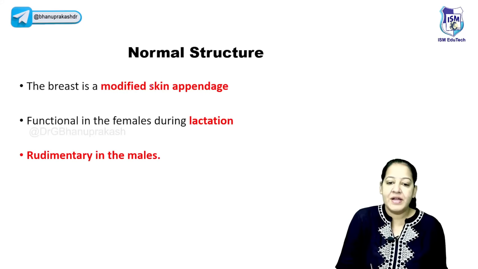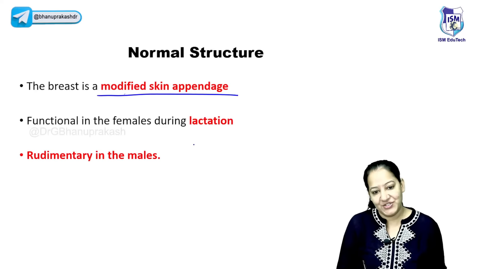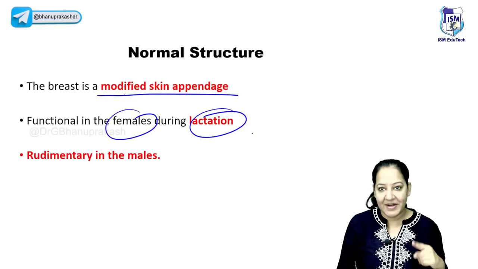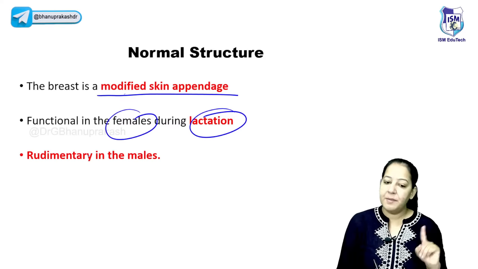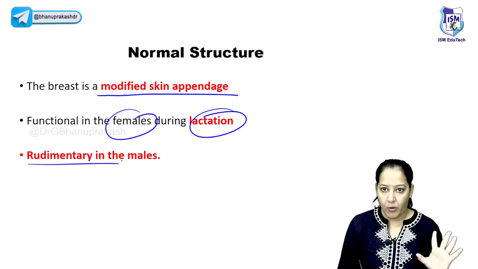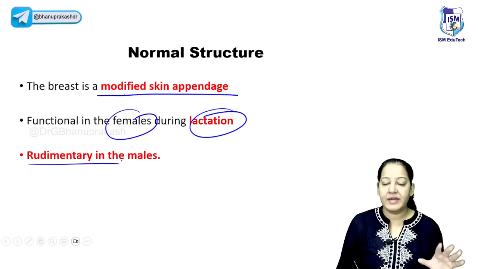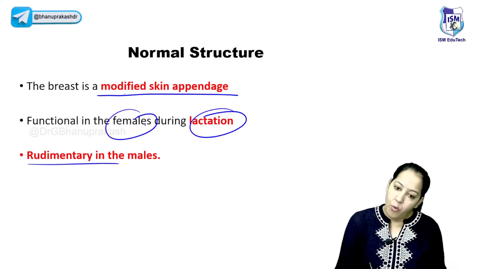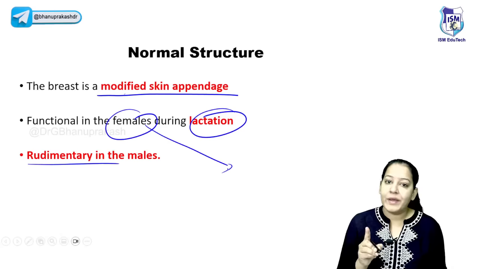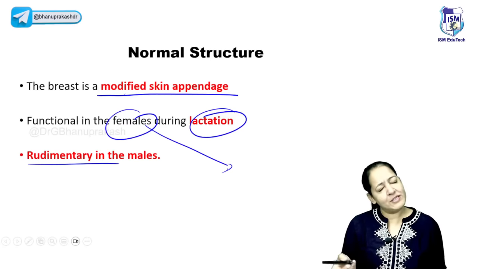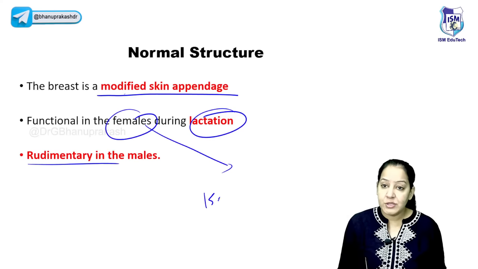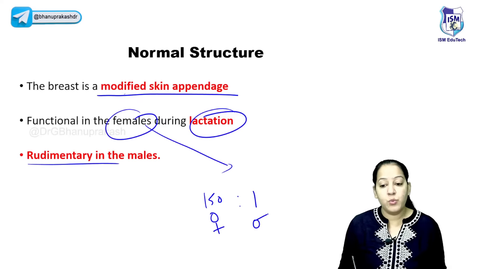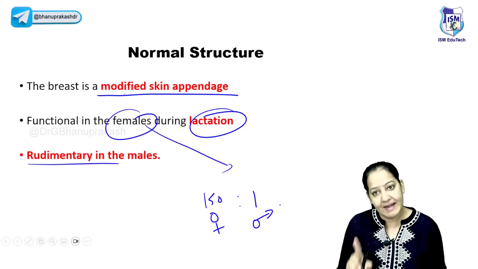What is breast? Breast is a modified skin appendage. It is functional in females during lactation, for breastfeeding the baby only, right? But in males, throughout life, it's a rudimentary organ. Now, breast cancer, the malignant tumor which I'm going to teach you today, is more common in females, although it can occur in males also, but it's very rare in males. The ratio is 150:1. So for every 150 females, there is one male in whom breast cancer can occur.